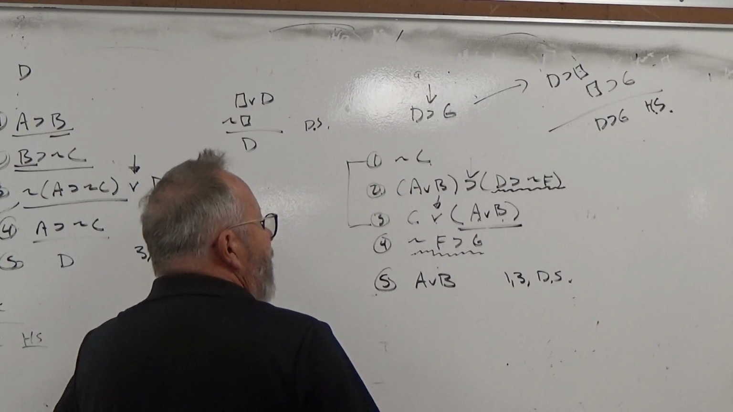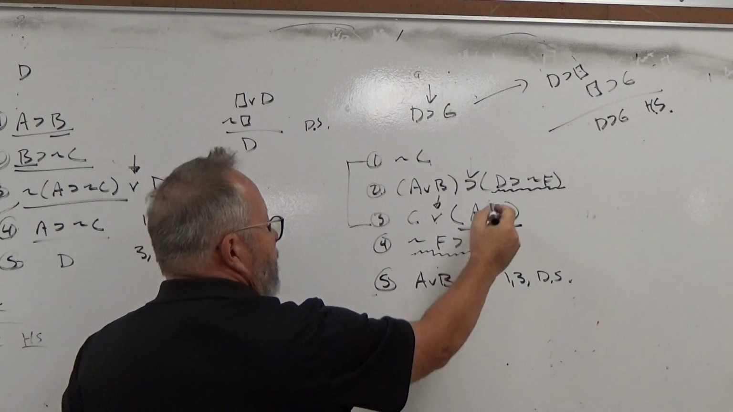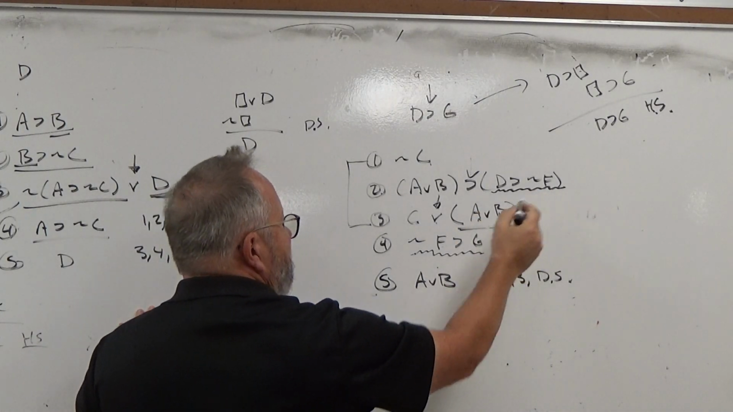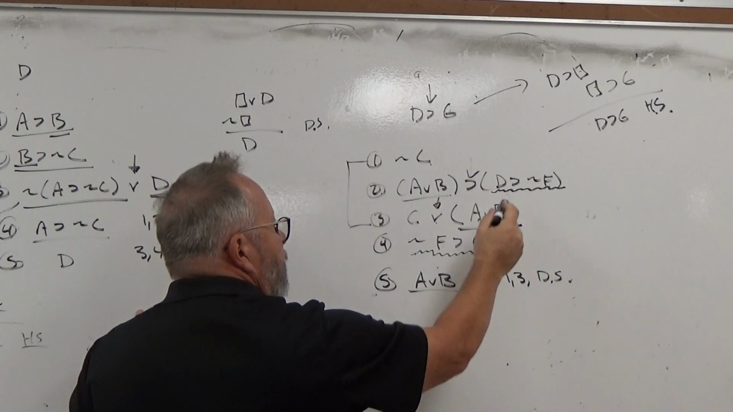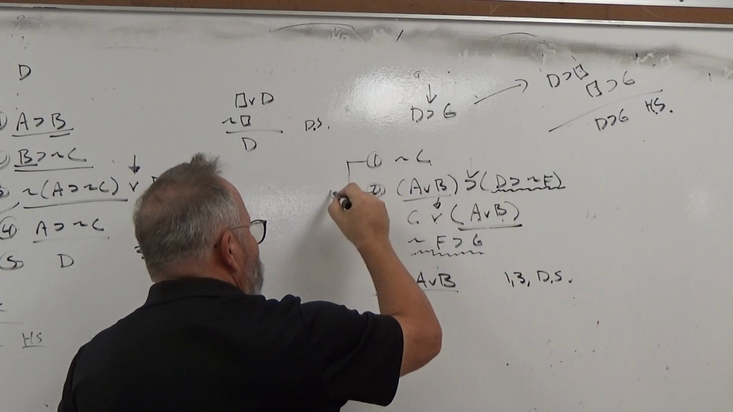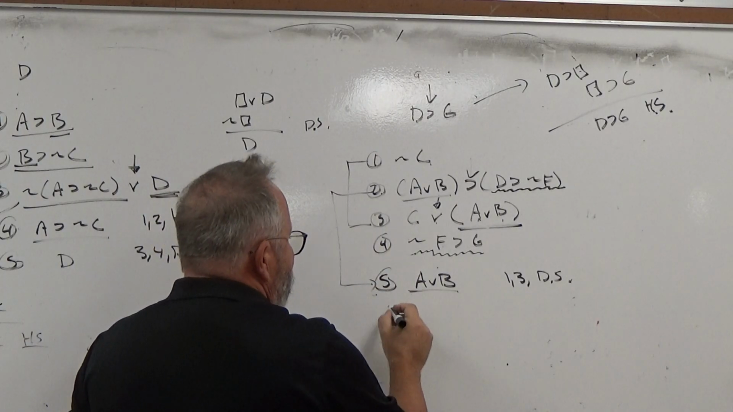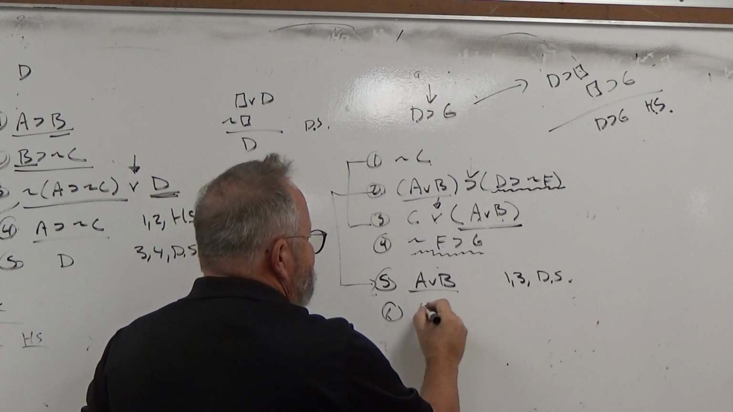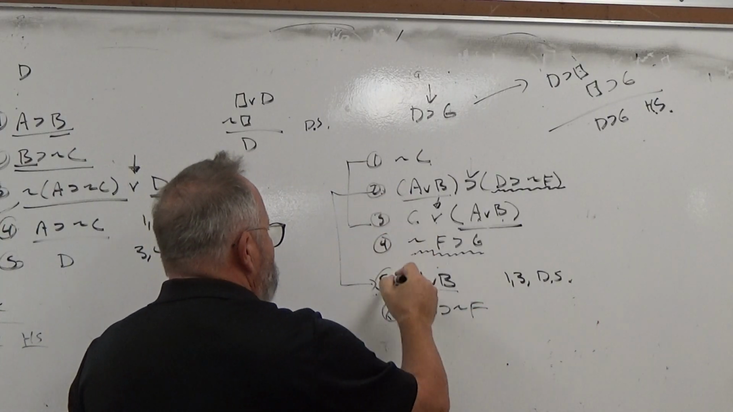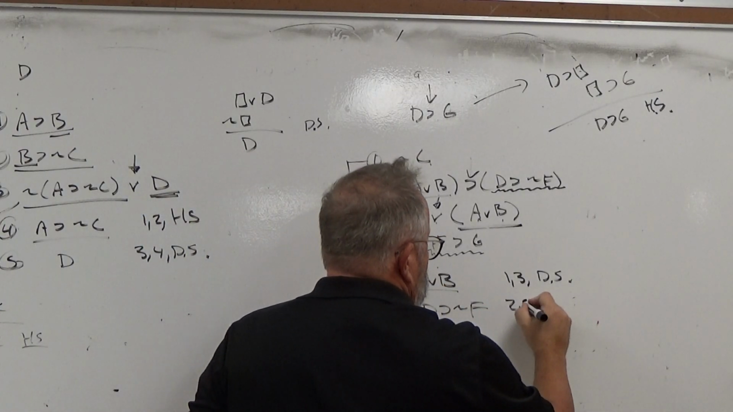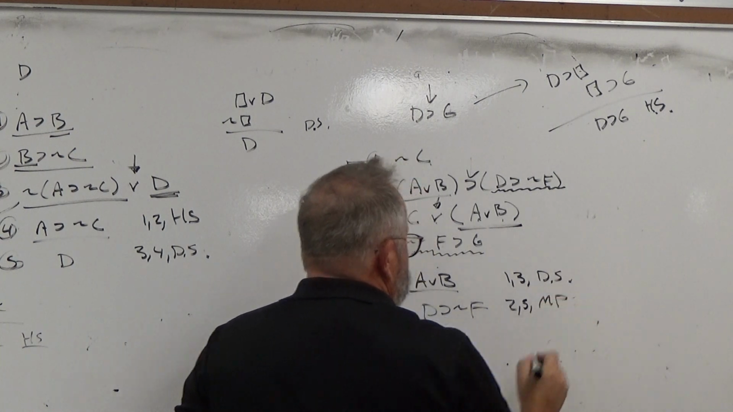Okay. Now, why did I get that A or B? Because remember, I wanted this thing right there. And this says if you have A or B, which I now do, you can get that. So I'm thinking about 2, and I'm thinking about 5, and I'm going to say D, then not F, from 2 and 5, modus ponens.